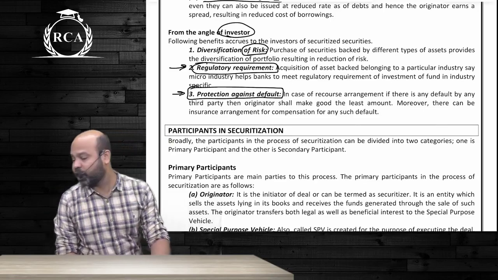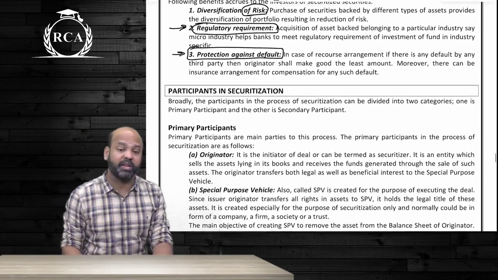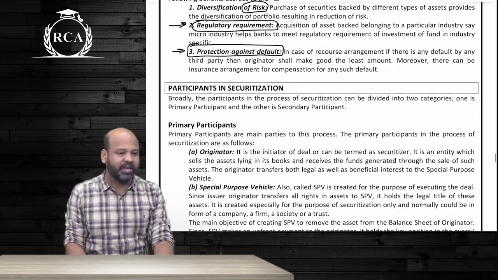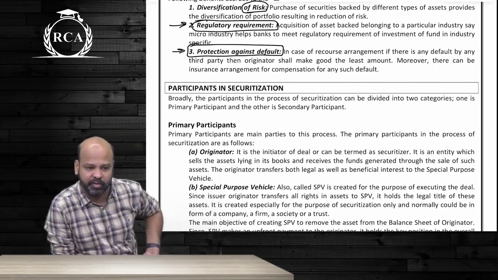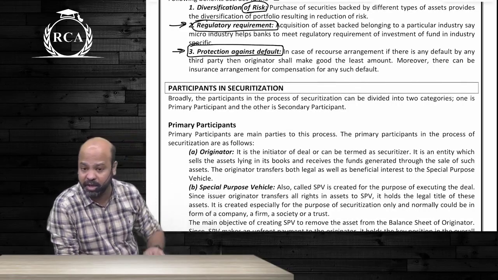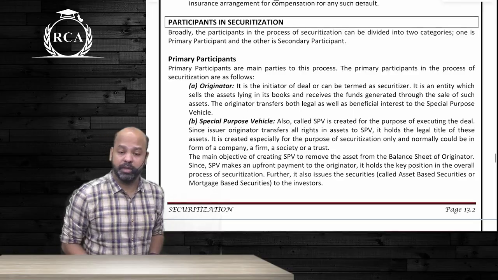The last one is protection against default. This arises only if there is credit enhancement done. If there is credit enhancement given by the originator or a third party, then the investors of the SPV will not be subject to any risk. Are we clear about this?